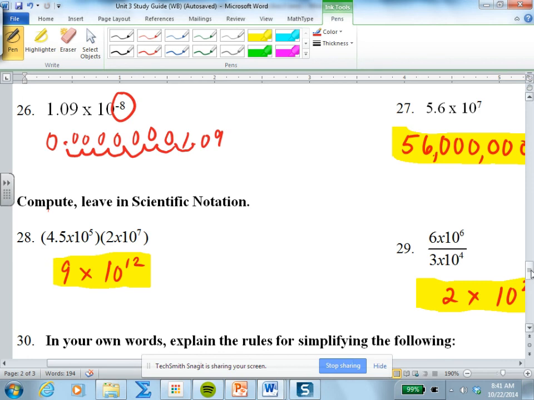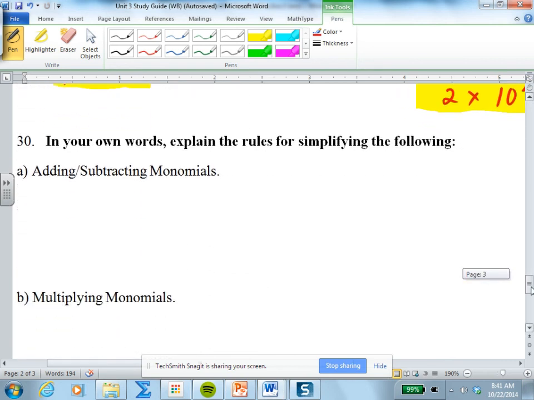Number 30 asks you to explain the rules. So you have to be the teacher. If you were to explain the rules for adding and subtracting monomials, what would you do? Yes. Sure. And I'll stop this for now.